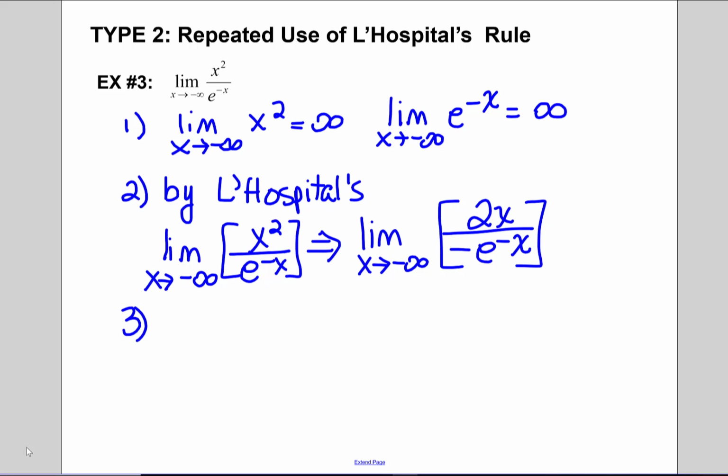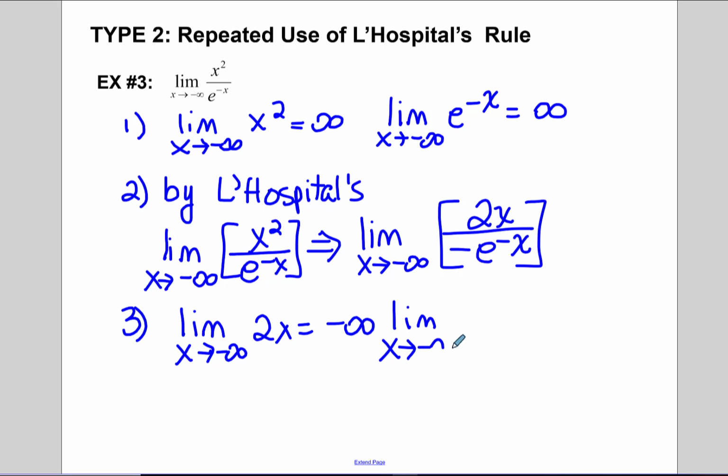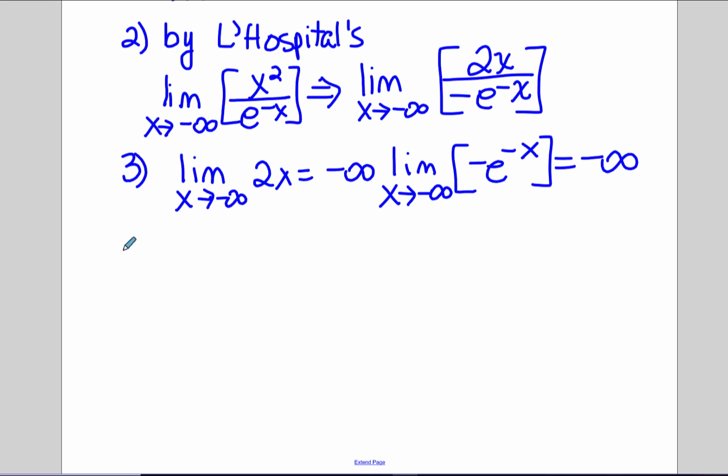So now I'm going to try direct substitution. The limit of the numerator is negative infinity. The limit of the denominator is also negative infinity. So this is indeterminate.